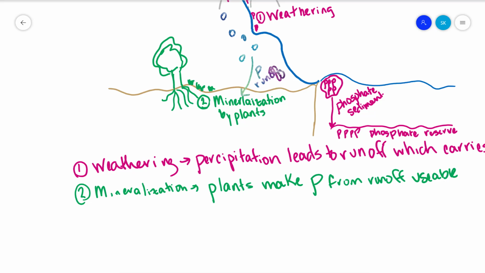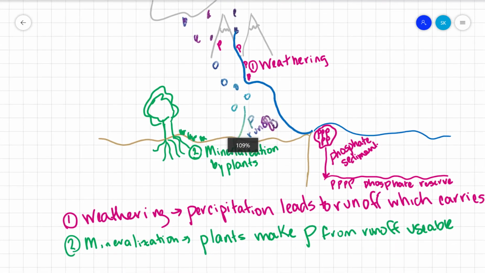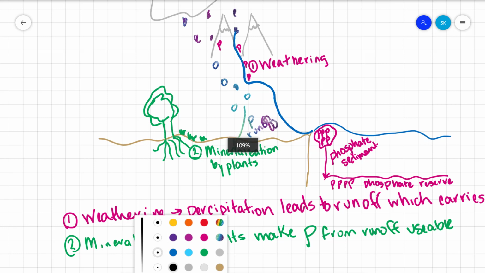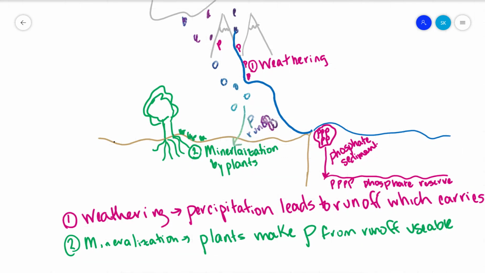Now, of course, we have our animals, because animals need phosphorus too. So we're going to draw an amazing animal over here. Y'all know I'm so good with the animal drawings. Here's our animal. Okay, now the animals are going to eat the plants. Okay, so this is step number 3. This is another form of assimilation.